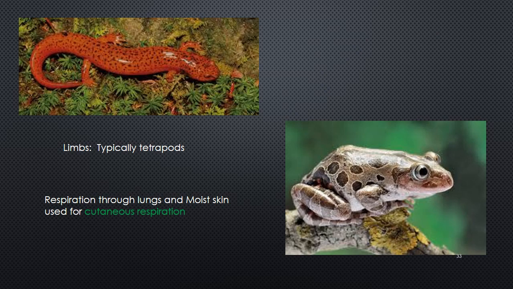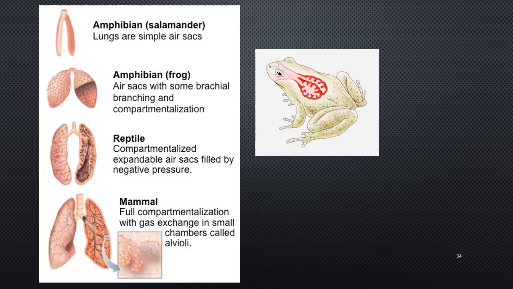So they keep their skin moist so that gas exchange can occur across their skin. They do have lungs, but they're not large, they're not well developed. So they rely on their skin for gas exchange, and that becomes very important. If a frog or a salamander gets dried out, that can't occur. So we need to keep them in a moist environment.